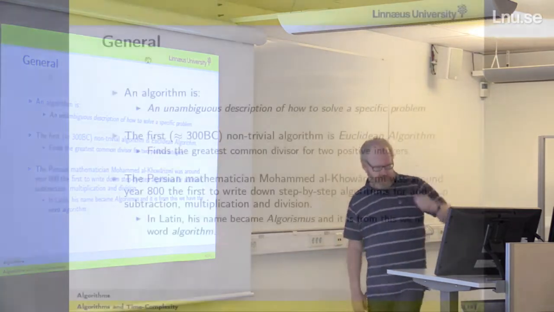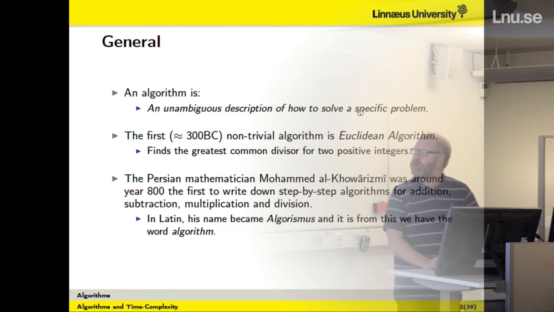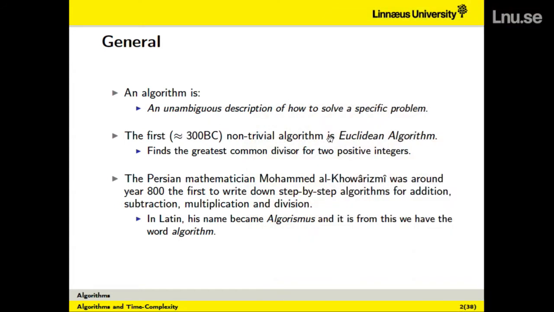An algorithm is an unambiguous description of how to solve a problem, or a precise description of how to solve a problem. The first algorithm we know about is the very famous Euclidean algorithm to find the greatest common divisor for two integers. This one is still in use.